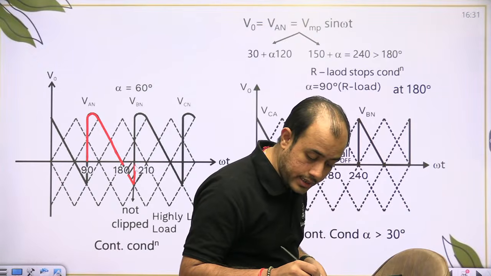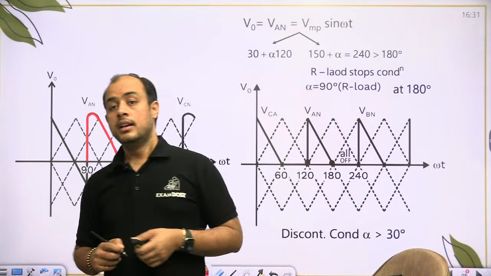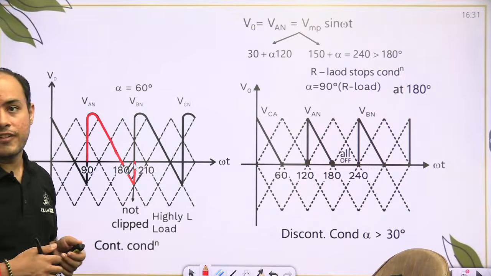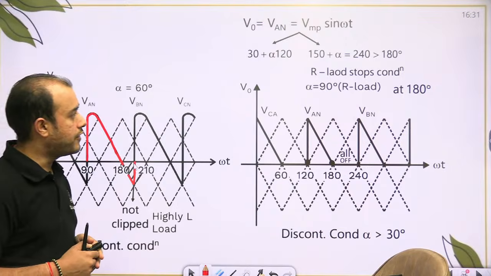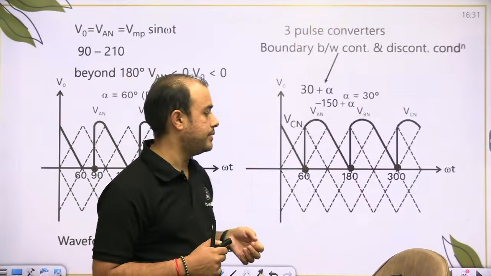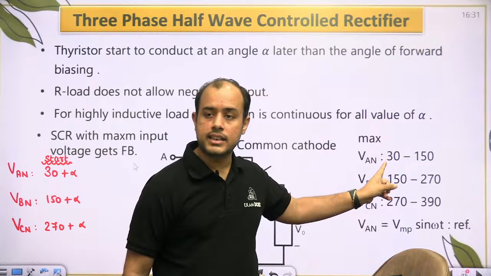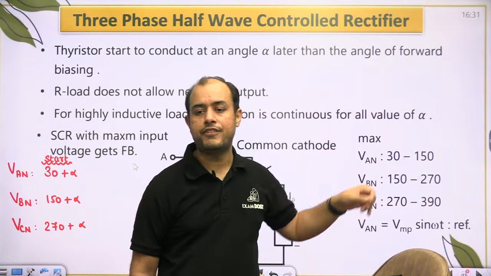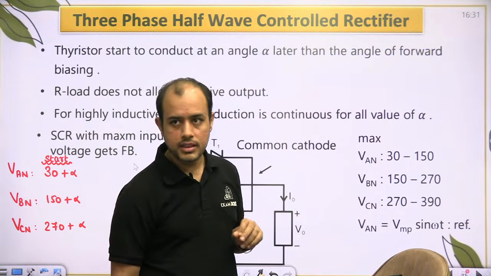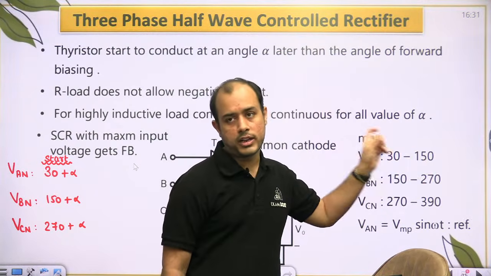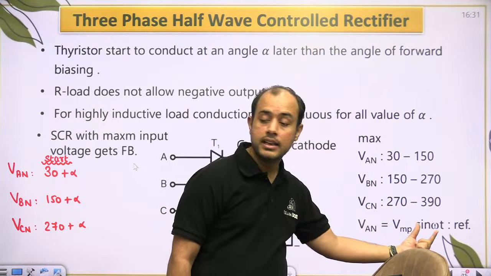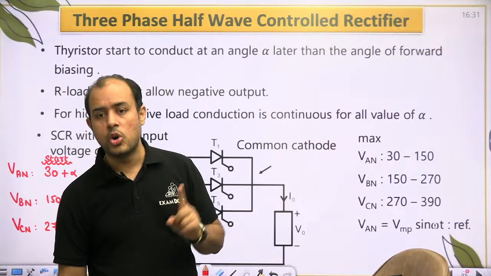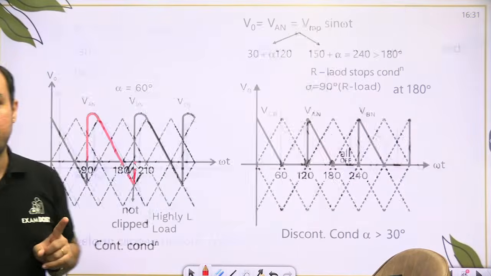So you are getting negative output in case of highly inductive load. What if alpha is 120? If alpha is 90, then it will start at 30 plus alpha, 120. Should continue till 150 plus alpha, 240. ये 120 से 240 जाना चाहिए, but this is sine. Sine after 180 is negative. So for R load, you cannot go above 180.